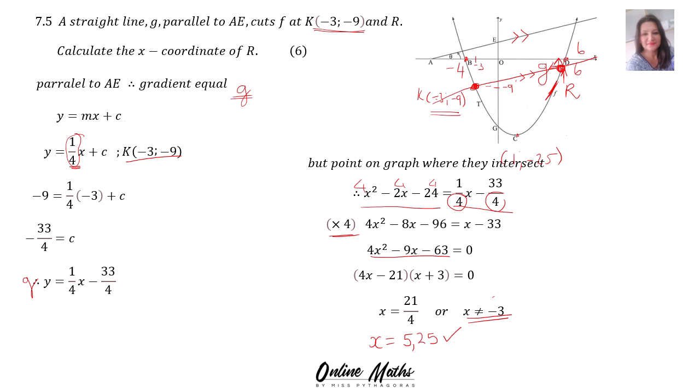And then where's the marks? The marks are for knowing that the gradient of line G is the same as AE, which is a quarter, and then for substituting in the point -3, -9, your K value, and then giving me the equation of the straight line, equating the two, because there you knew that where the two functions intersect, you equate them, for getting your equation in standard form, and then for choosing the correct answer and stating that x cannot be -3.